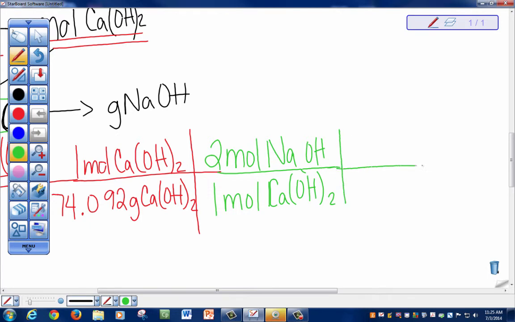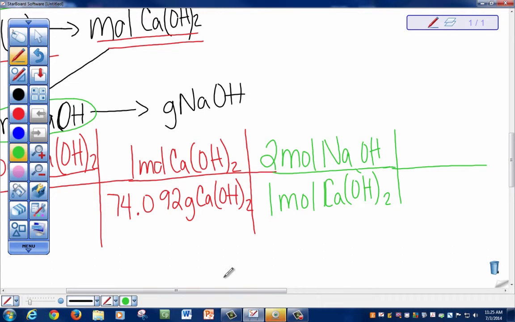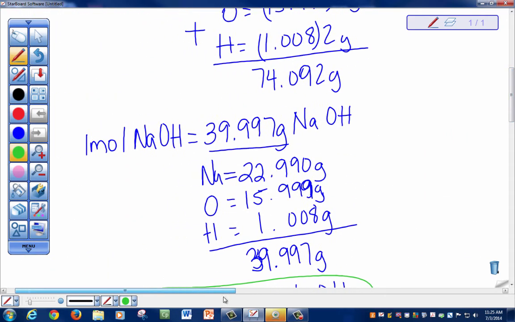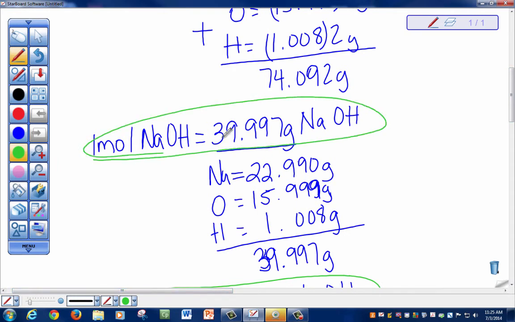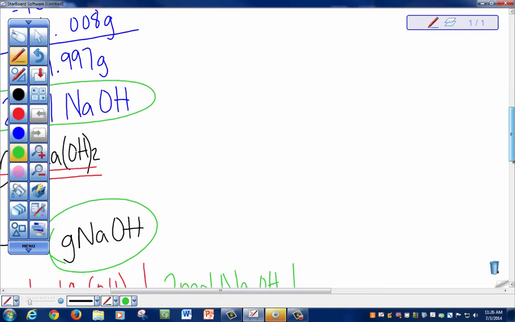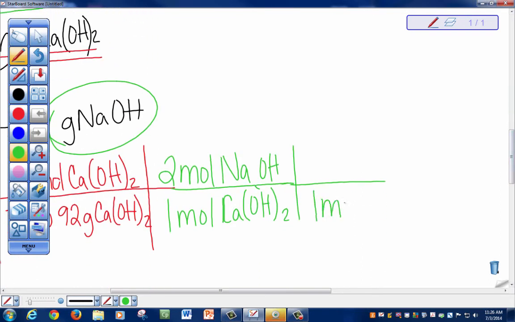Now, once we are at this point, we're only left with one thing. Now I need to go from moles of sodium hydroxide to grams of sodium hydroxide, which we know is that 1 mole of sodium hydroxide equals 39.997 grams of sodium hydroxide. So then we go back down. So 1 mole of sodium hydroxide in the denominator, and then we're going to put the 39.997 grams of sodium hydroxide in the numerator.